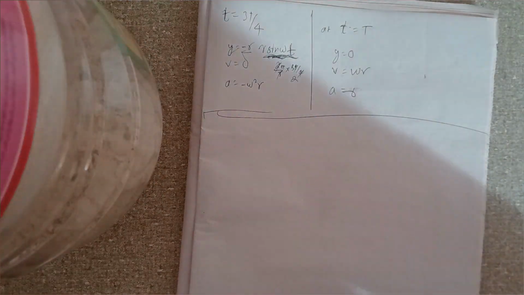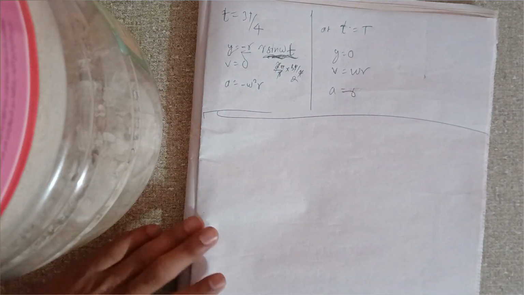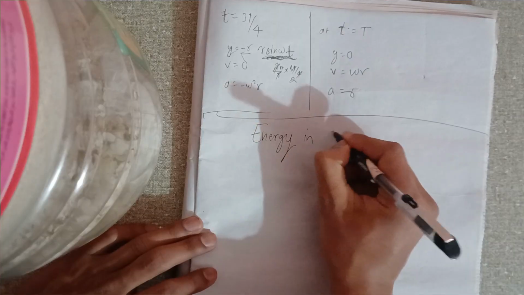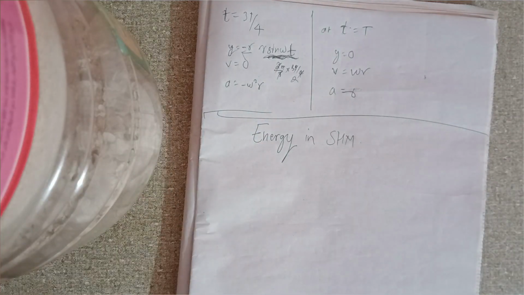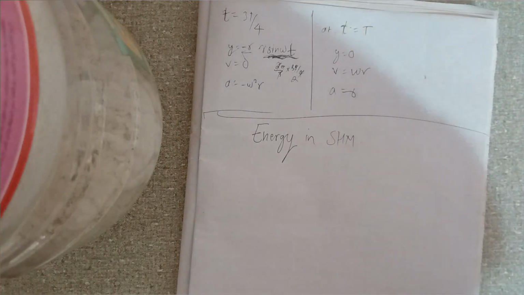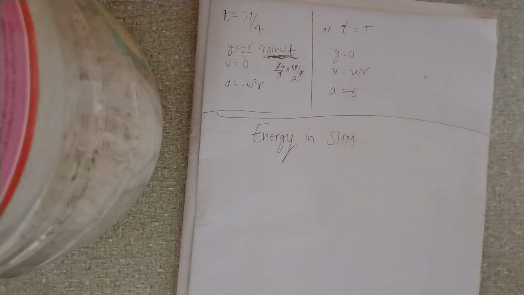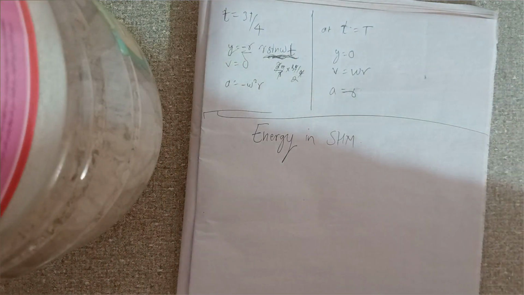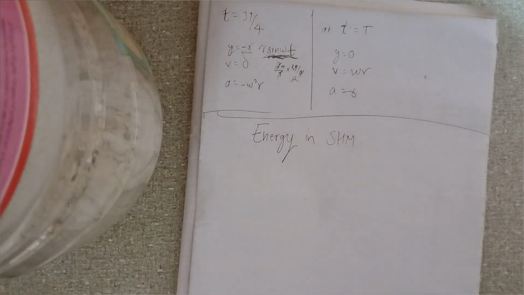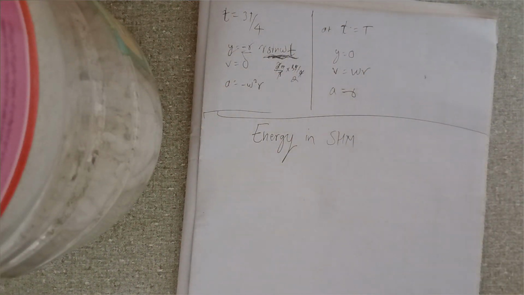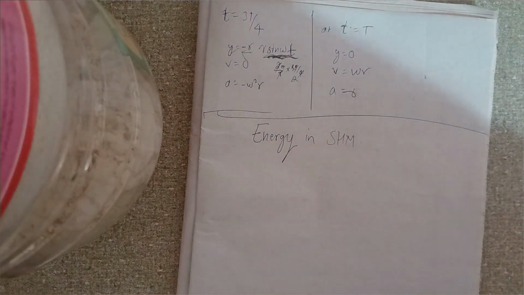Now that we have all of them, we are moving to the next topic, energy in SHM. We need to derive the equation for the total energy, the sum of kinetic and potential energies in simple harmonic motion. After that, we have the simple pendulum and the vibration of mass in a vertical spring. After that, we have angular SHM, and then the chapter ends. So we have 3 derivations after this.